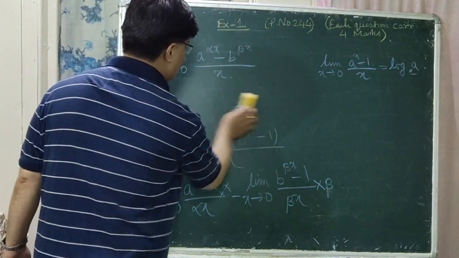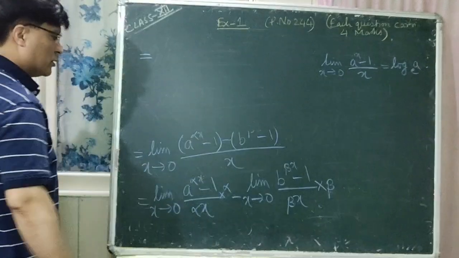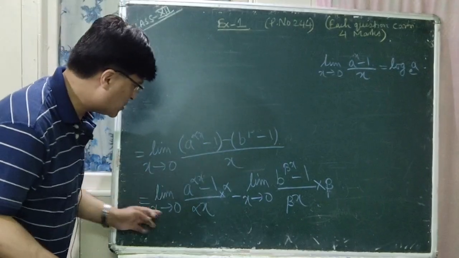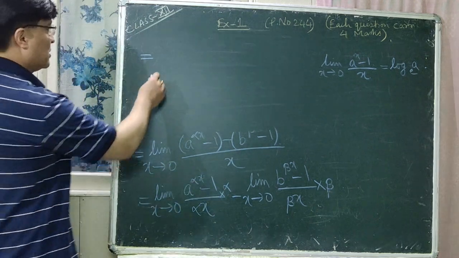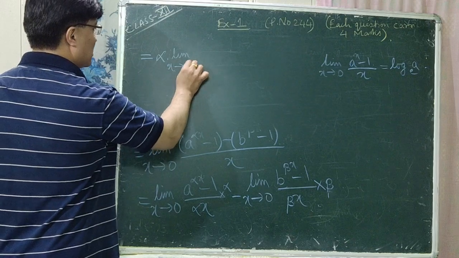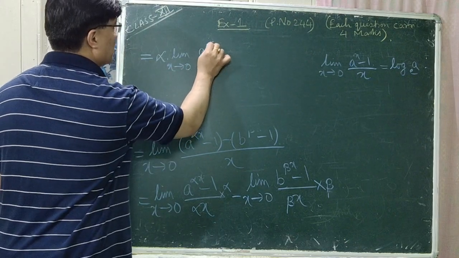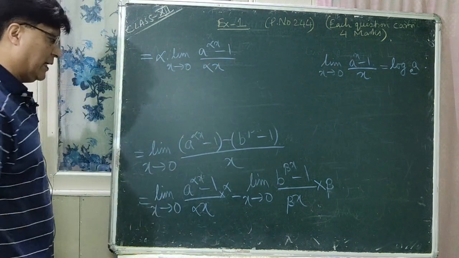So now in the next step, what do we write? So it is equal to, now for this first term, this alpha is a constant. You can write it before limit. Alpha into limit x tends to 0, a to the power alpha x minus 1 whole divided by alpha x.